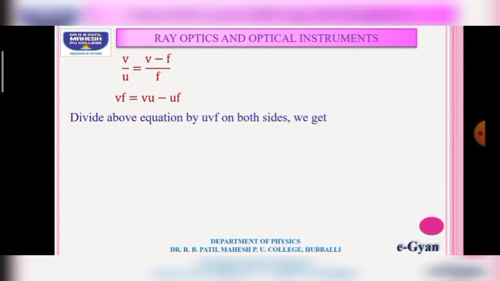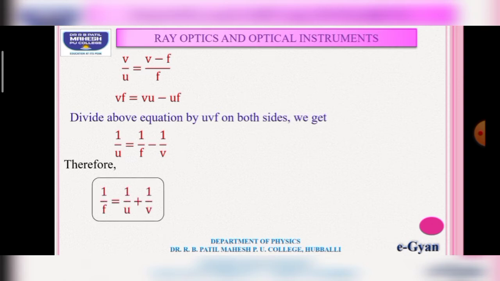Divide the above equation by U, V, F on both sides. We get 1 by U is equal to 1 by F minus 1 by V. Now take this 1 by V to the other side. We get 1 by F is equal to 1 by U plus 1 by V. This equation is called the mirror equation.